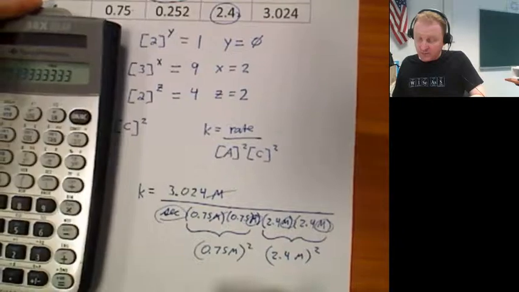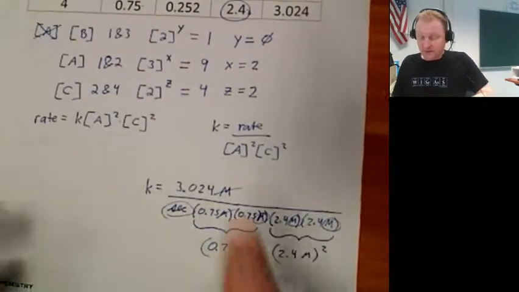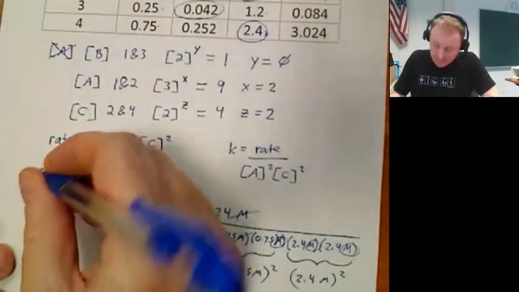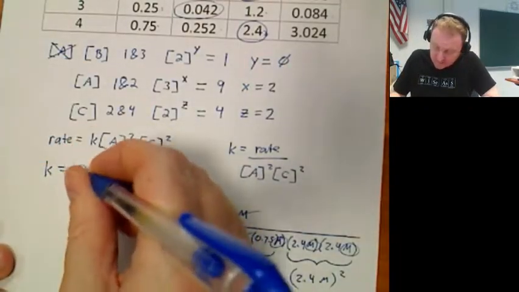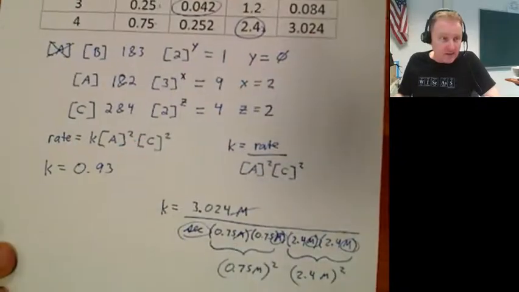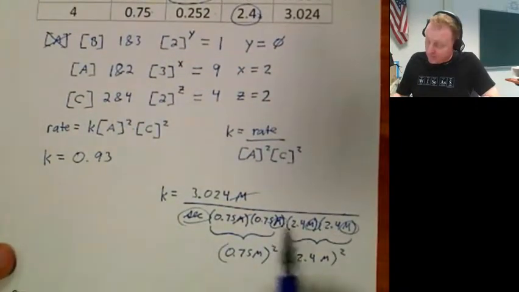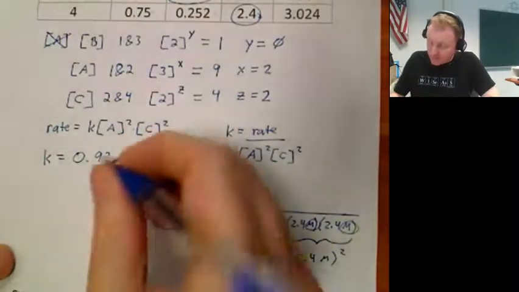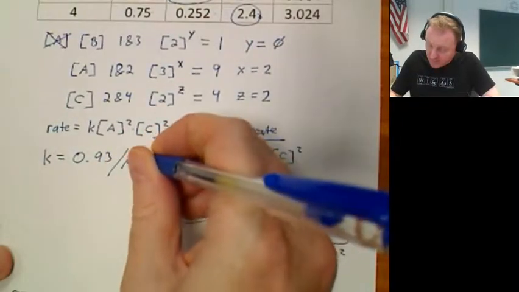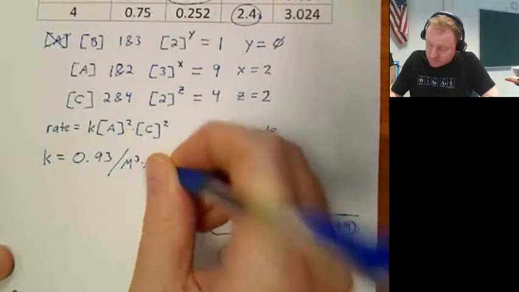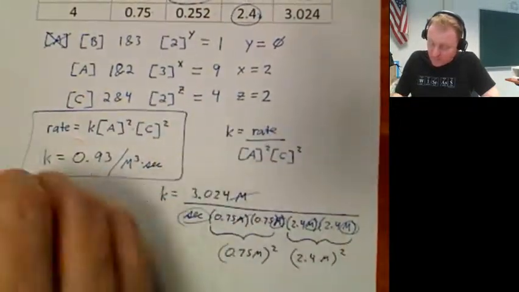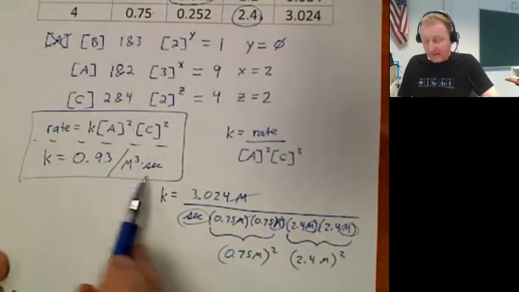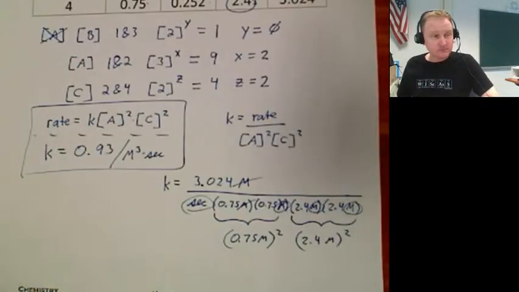So I'm going to put 0.93 because just two significant figures here. So K equals 0.93, and now don't forget your units. I have 3 molarities that aren't canceled out and a second on the denominator, so it's per molarity cubed seconds. You need both of these parts for the answer. We need the rate law and we need to know what K equals. All right?